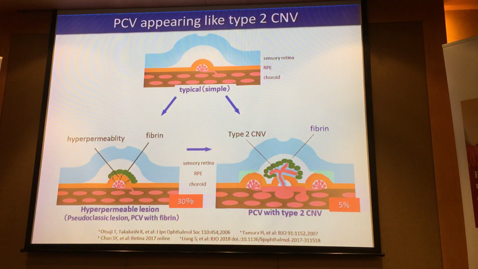In typical PCV, there is no classic component on the fluorescein angiography, but some 30% show hyperpermeability of the region, and 5% show PCV with type 2 CNV.